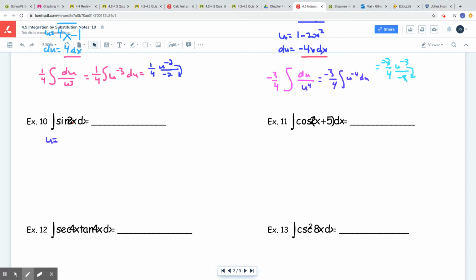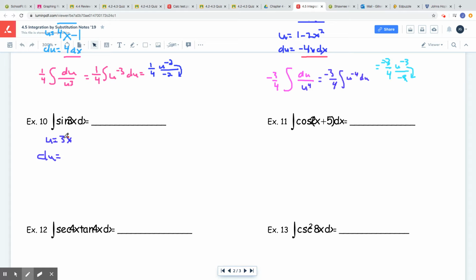So anytime you just have one trig function, u is going to be whatever comes immediately after the trig function. So this is sine of 3x. So u is going to be 3x. Whatever comes immediately after it, that's what our u is going to be. All right. Now, once we're to this point, it's the same steps. We're just picking u a slightly different way.